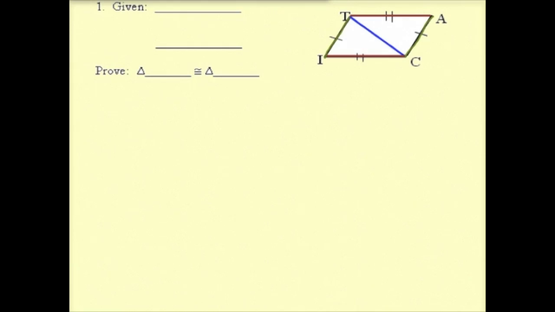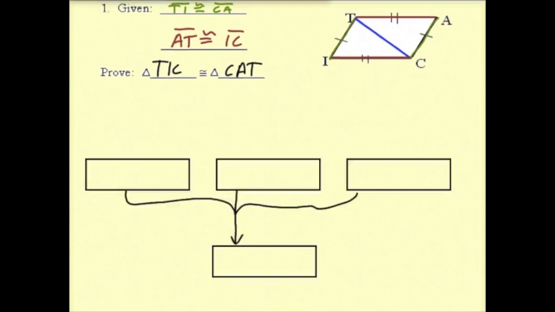First off, remember we were trying to prove that triangle TIC was congruent with triangle CAT. We were given the two green sides are congruent, so that's TI and CA. And then also we have the two red sides are congruent. So we've got what we have given, we have what we're trying to prove. Now let's start filling in our three boxes. In the previous slide, we established that we are going to use the side-side-side congruence theorem for this proof. So we can fill that in as the reason right now. Let's see, if.